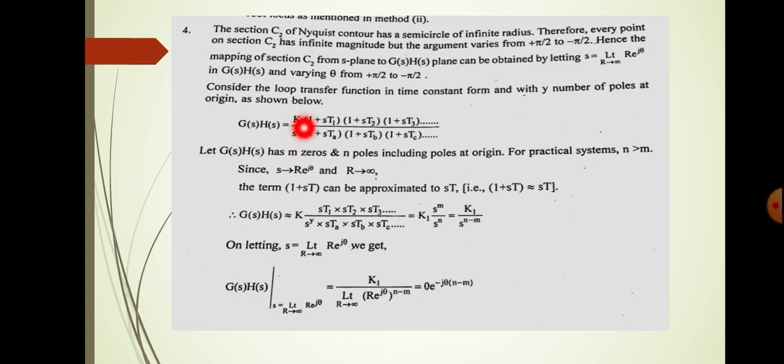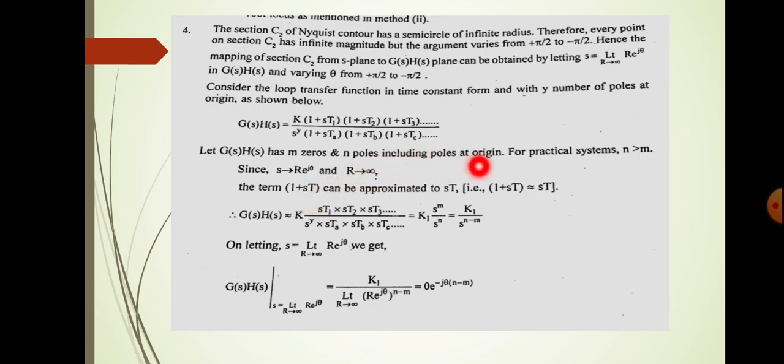See, s raised to y indicates the poles at the origin. So the total number of poles is n. For every practical system, the number of poles will be greater than the number of zeros. So n is greater than m. Also, in the case of the circular arc, we are making a substitution s equal to r e raised to j theta, where r tends to infinity.